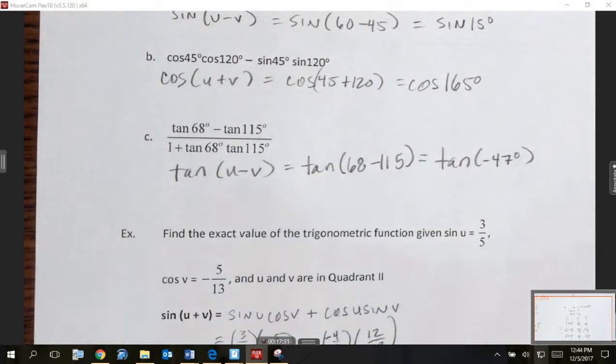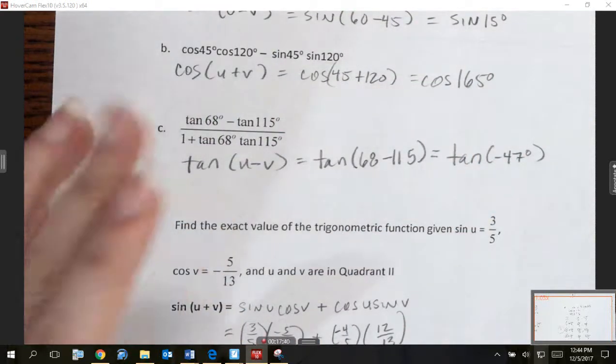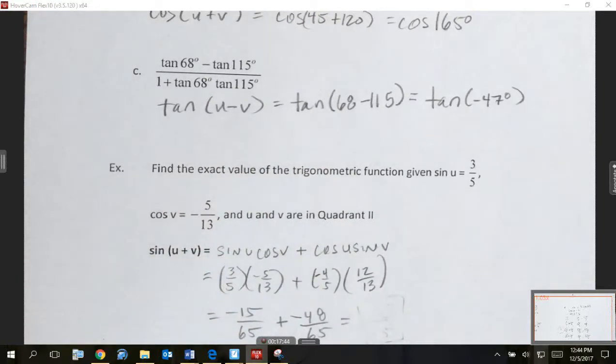And the tangent one, same thing. The tangent that has the minus on top is the subtracting tangent, and I get a negative angle. That's pretty easy. Let's go over to the last part.